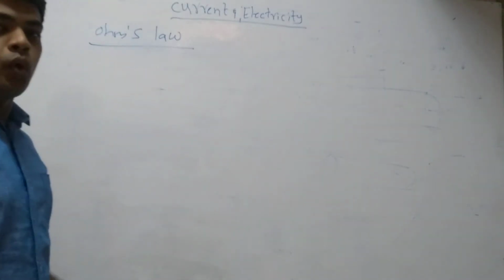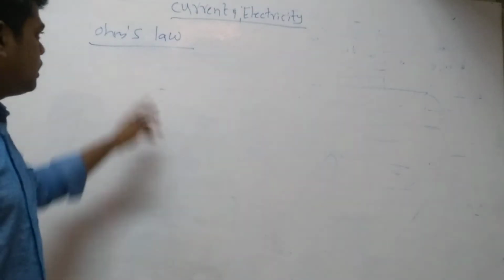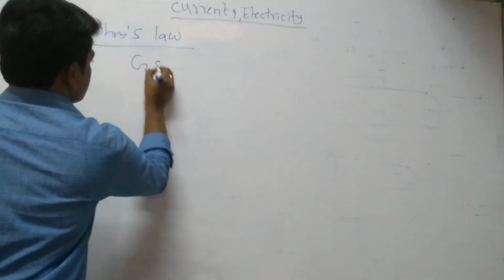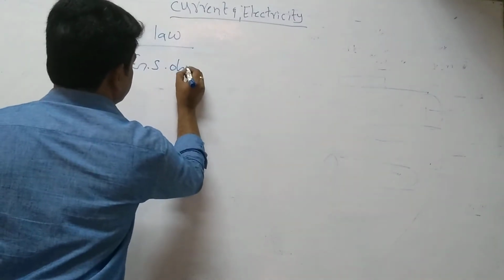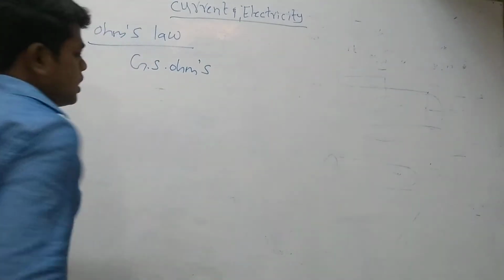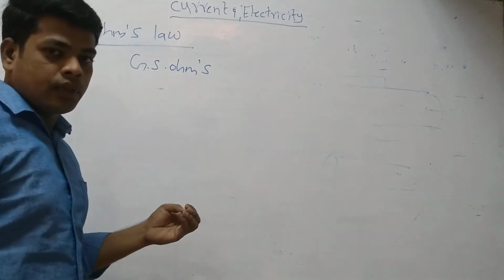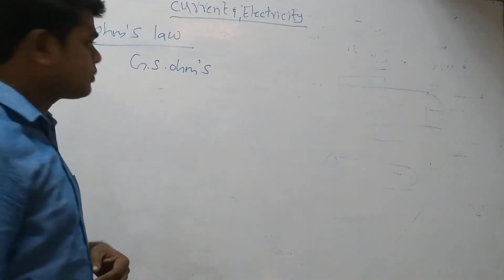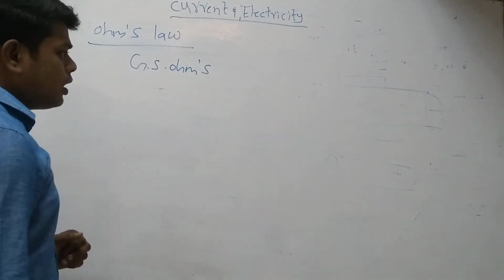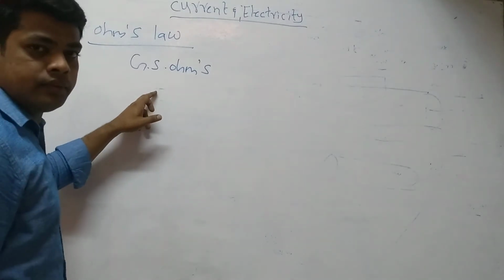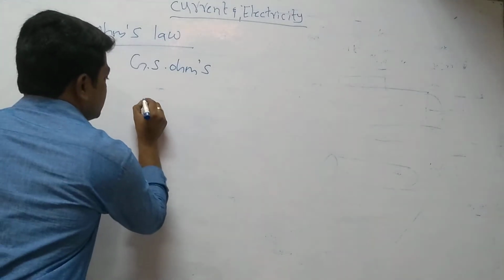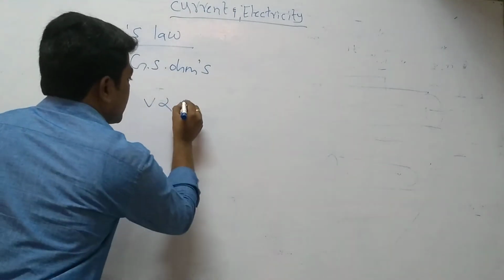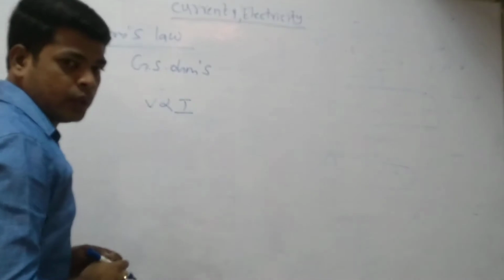So next one is Ohm's law. G.S. Ohm, the scientist's name. He gave a basic law on how current will pass in a conductor. According to his statement, the potential difference at two ends is proportional to the current passing in a circuit.